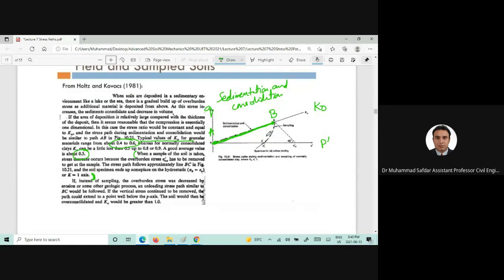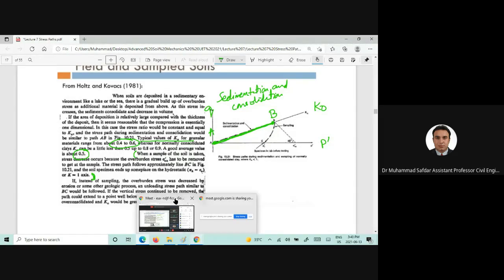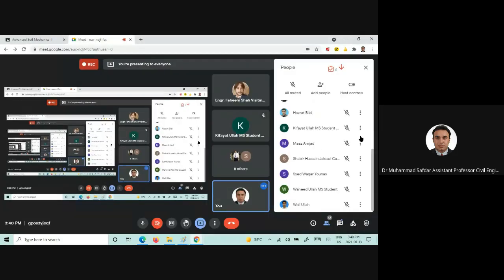Now, what will happen from B to C in the sampling? So anyone else who is present there? Assalamu alaikum, sir. Wa alaikum salam, Wahid.